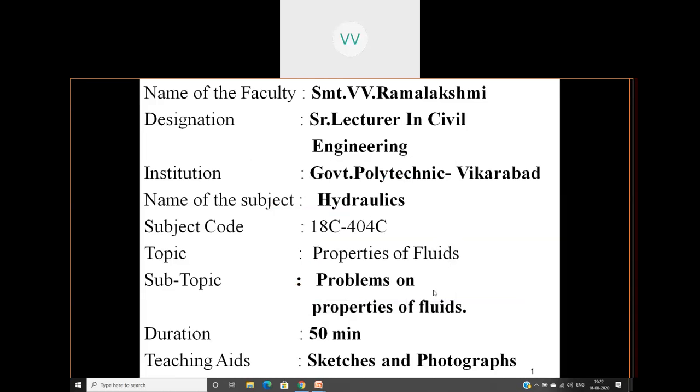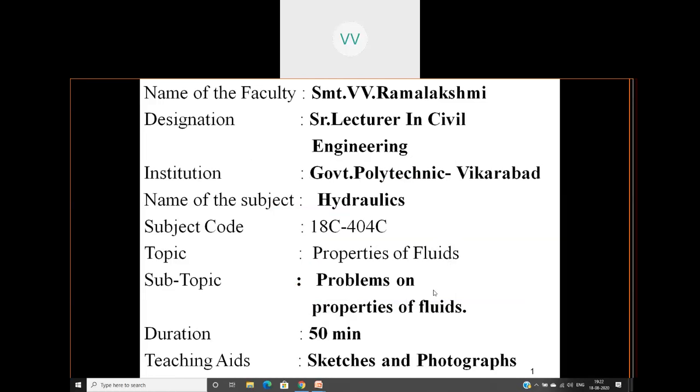And we have been discussing the subject of hydraulics. The subject code is 18C 404C. And we were in the topic properties of fluids. Today's subtopic is going to be problems on properties of fluids. The duration of the class is going to be 50 minutes and I'm going to teach you with the help of some sketches and photographs.